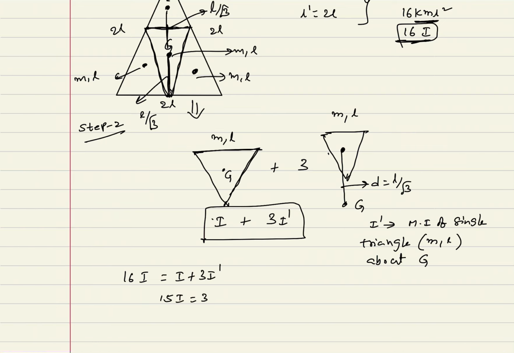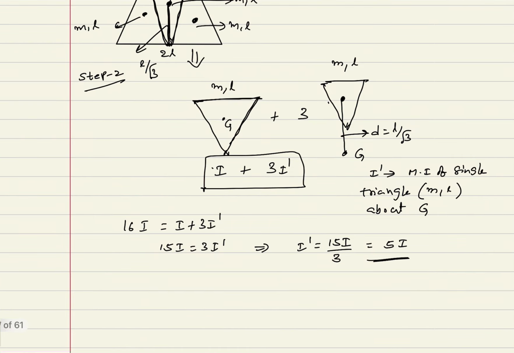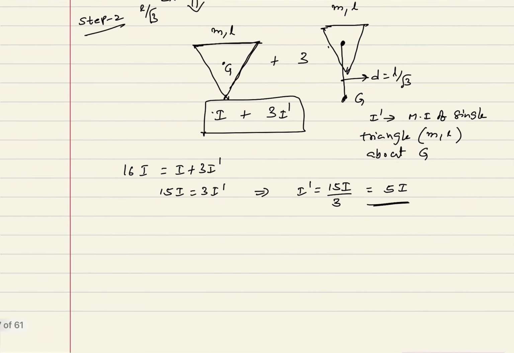15I is equal to 3I dash. From this you can write I dash value is equal to 15I by 3, that is equal to 5I. This is my moment of inertia about G. Okay, I dash value I calculated. Now our step 3.